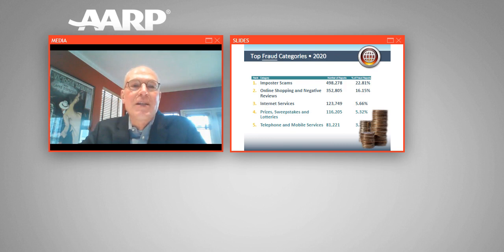So this slide shows the top fraud categories overall for last year, 2020. Imposter scams, which Jay mentioned, was the number one overall category, and that's been the case for the last couple of years. An imposter scam, what's included here, is any type of scam where somebody pretends to be someone they're not, like someone affiliated with a government agency or a company like Microsoft that you may know and deal with and trust. And they impersonate these folks in order to build your trust and to get your money.